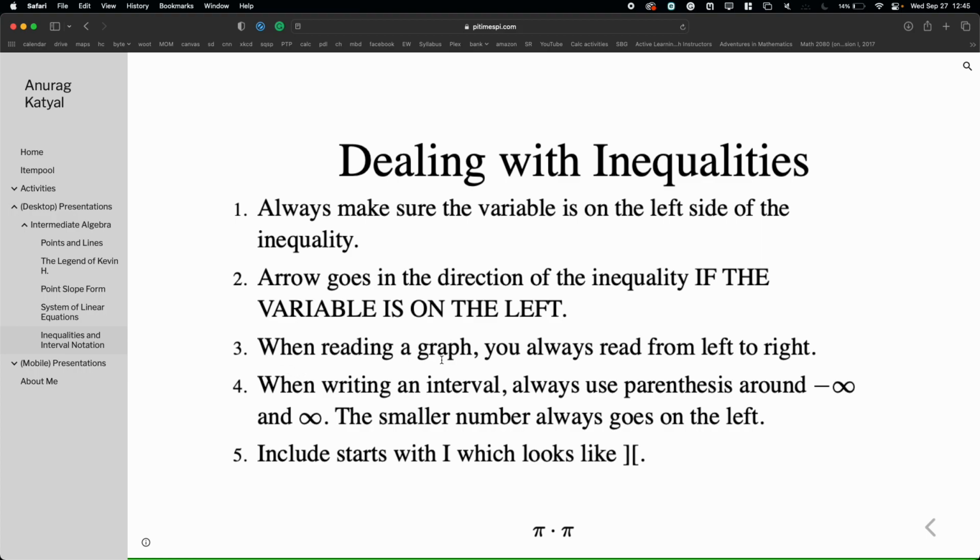Another reminder, when you're reading the graph, which way do you read it? Left or right? When you're writing an interval, what do you always put around infinities? Parentheses. This is less a concern, but the smaller number always goes on the left-hand side. If you always read from left to right, you don't have to worry about that. And then number 5 we'll get to later. I just threw it in there, but we won't need it right away. Questions so far? Okay, then I will pause here.